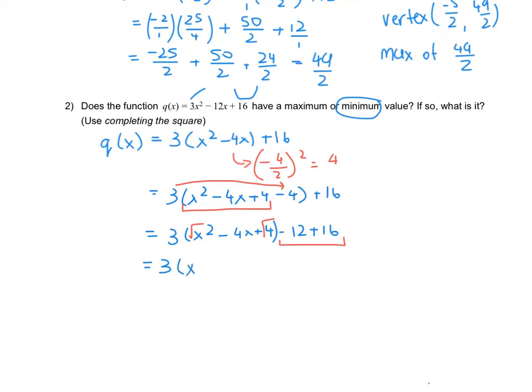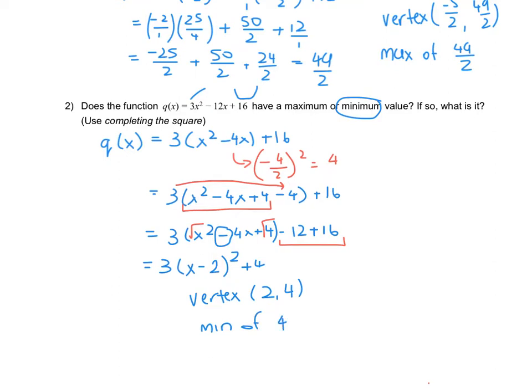So the square root of x squared is x, the square root of 4 is 2, and I take the sign of this middle term, which is negative. And then don't forget to put your bracket to the power of 2. And then negative 12 plus 16 is 4. So that means our vertex is positive 2 comma 4, because we always take the opposite sign from the number inside our bracket. And now because we had a minimum, we have a minimum of 4.